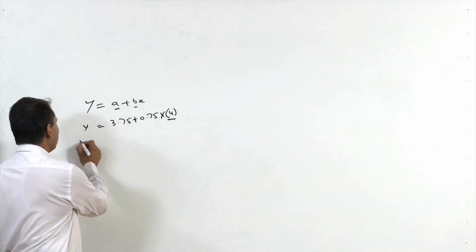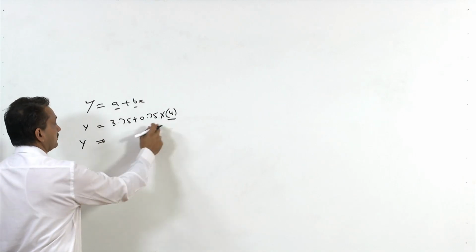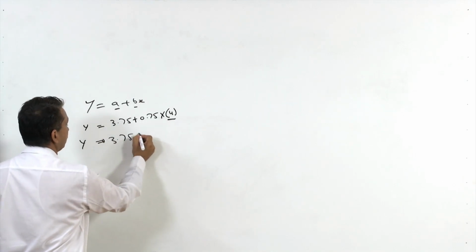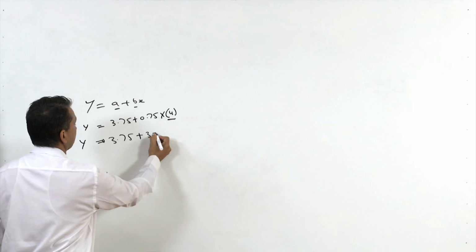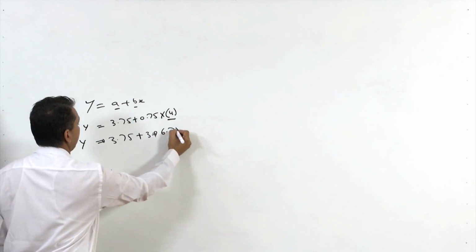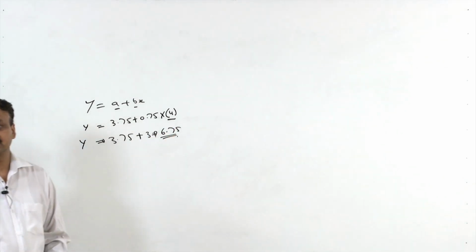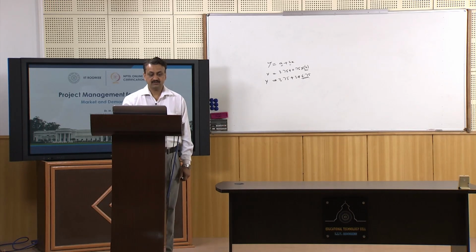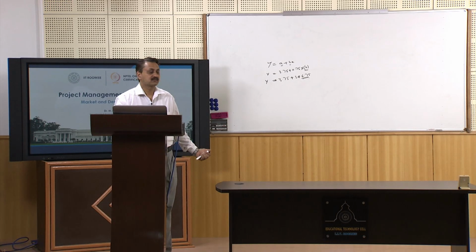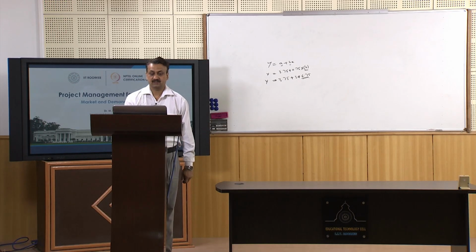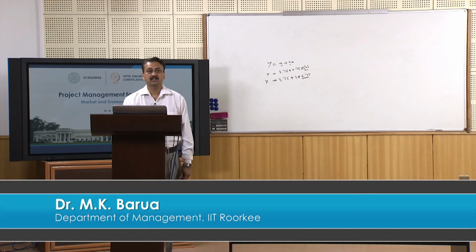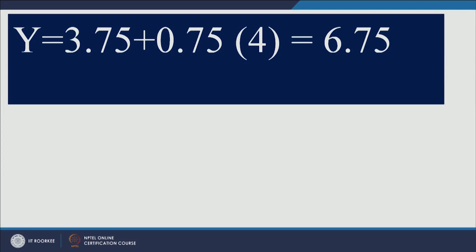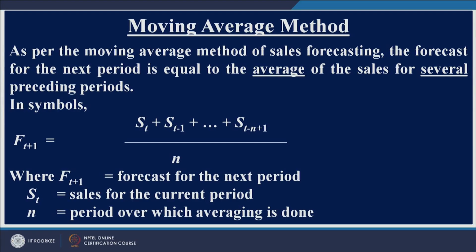Similarly, you can further do this. So, 3.75 plus 3 is 6.75. So, this is your answer. A simple linear relationship can be used here. This is nothing but simple linear regression. Okay, so this was a very simple question. Let us move on to the moving average method.